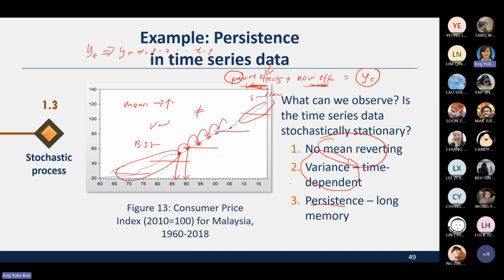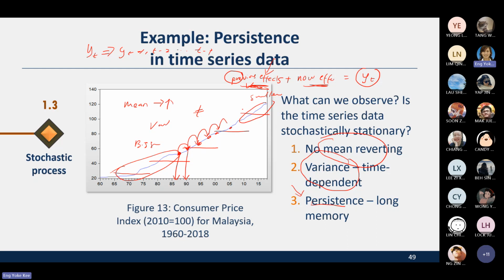And in statistics, we call this persistency in the data. Some data are very persistent, means what? Highly correlated with the past. Some data is less persistent, means what? Not so much influenced by the past. This is like human beings. Some people are haunted by their past, some people not. Okay, so see whether the data is highly persistent or less persistent.